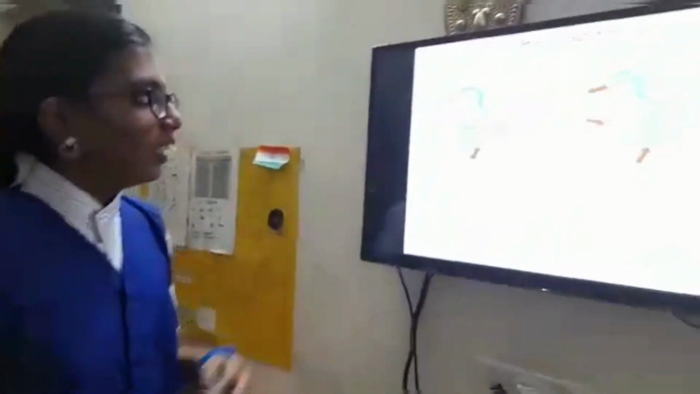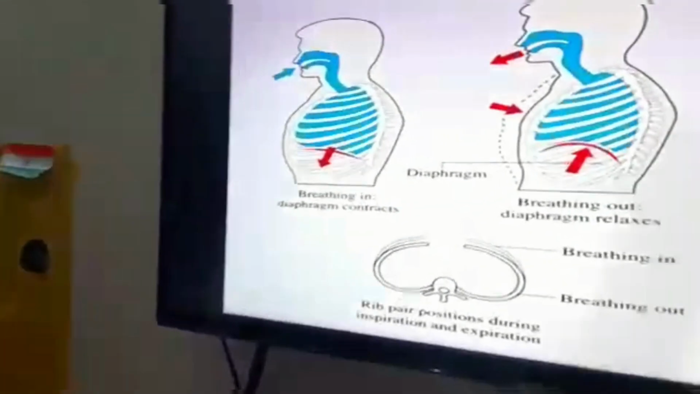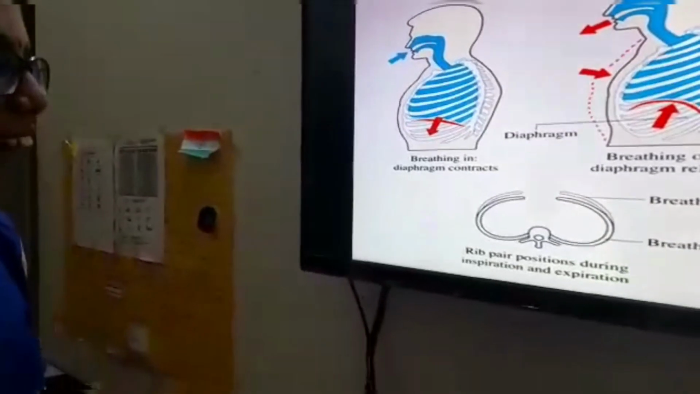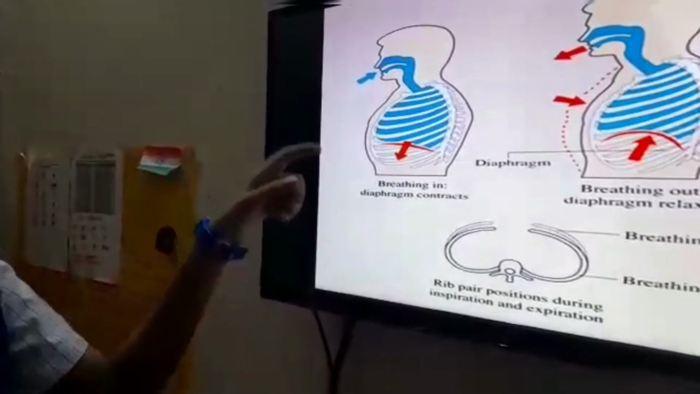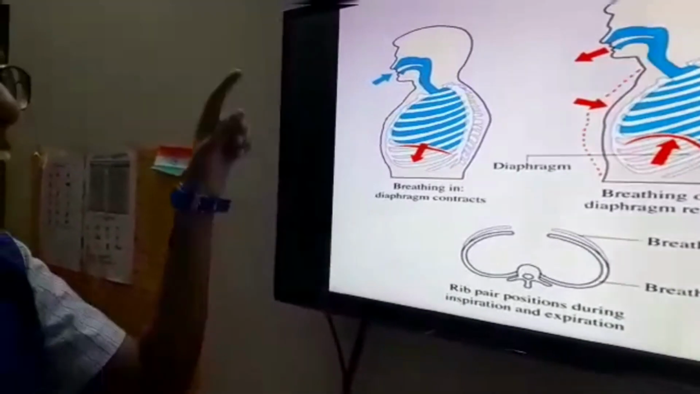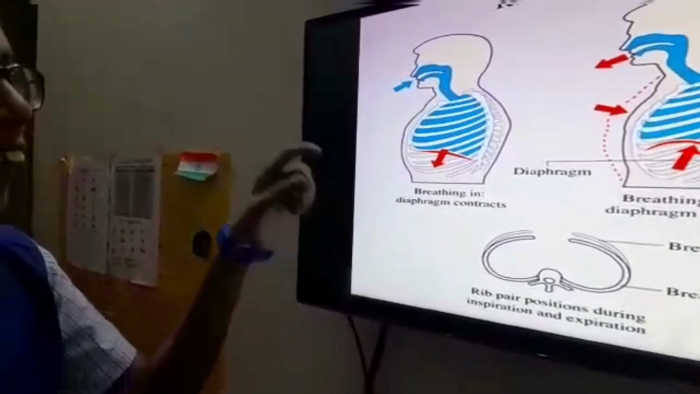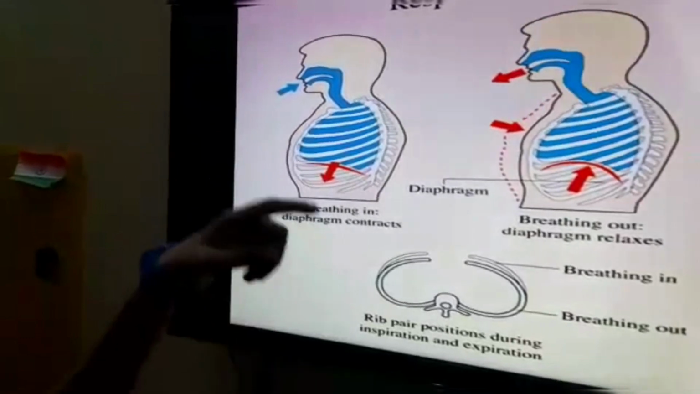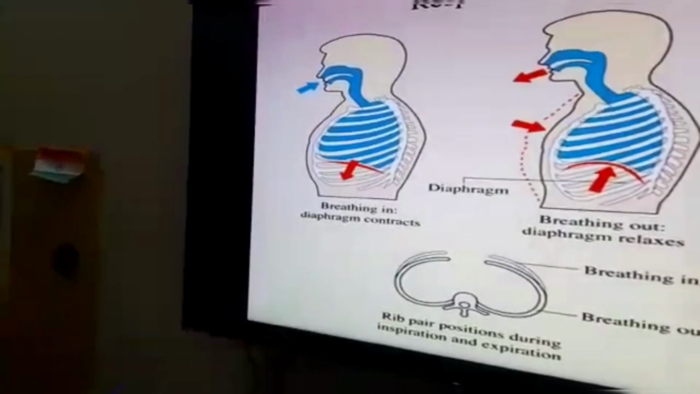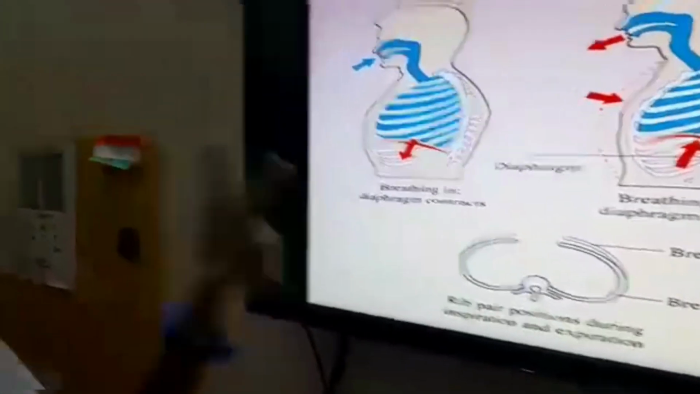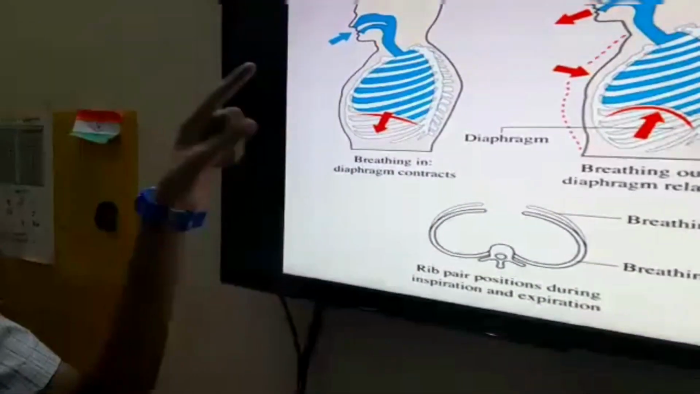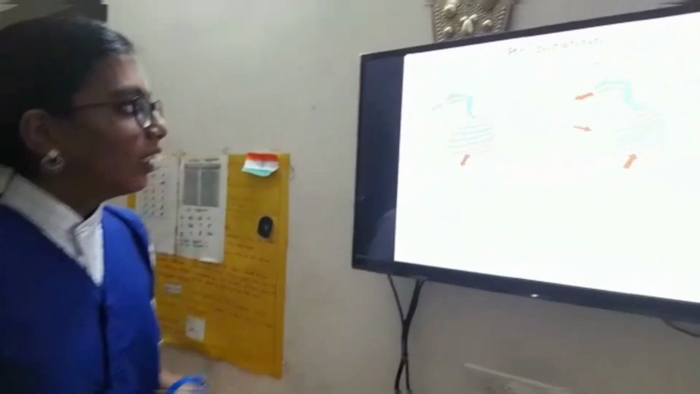Mechanism of breathing. Breathing involves the movement of the ribcage and the diaphragm. When we inhale, the ribs move up and outwards and the diaphragm moves down. When we exhale, the ribs move down and inwards and the diaphragm moves up. We have a pair of lungs. There are 12 pairs of ribs that protect our lungs.